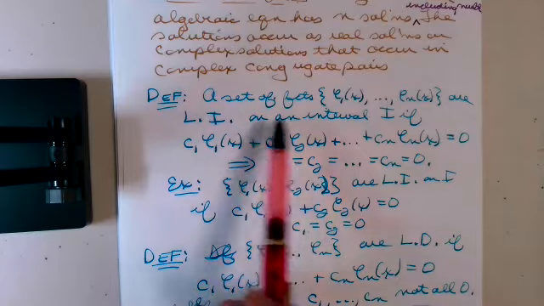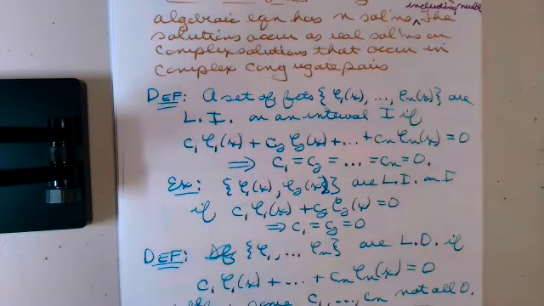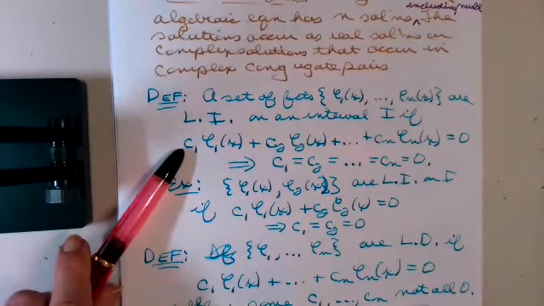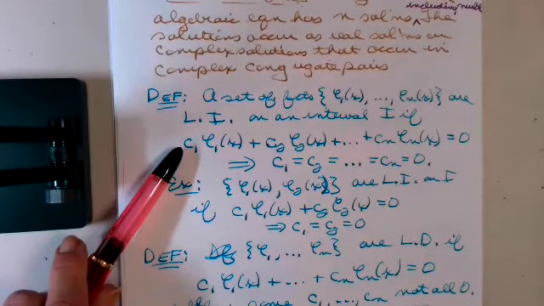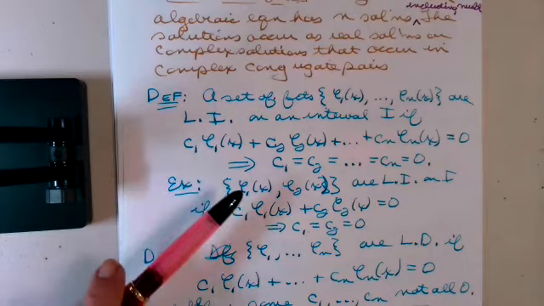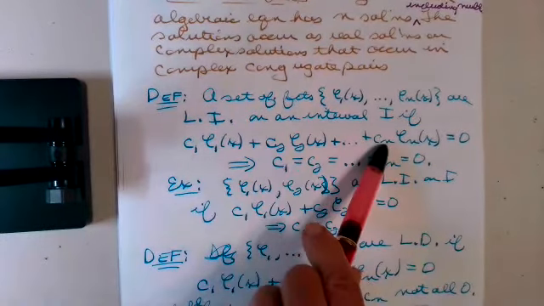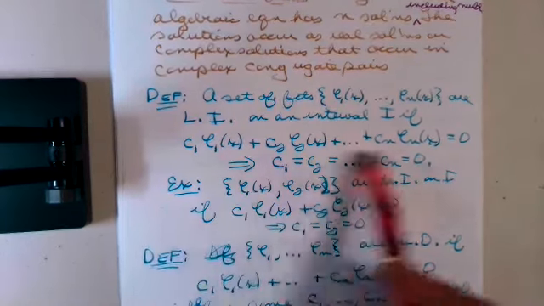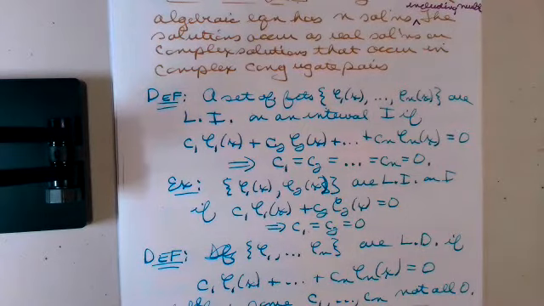So suppose we have a set of n functions. Let's call them phi1 up to phi n. We say that they are linearly independent on an interval I if, when you take a linear combination of those functions, c1 phi1 plus c2 phi2, and so on, up to cn phi n, and add all those together, that equals 0 implies that all the coefficients have to be 0. That seems a bit strange, but let's look at it for a second.